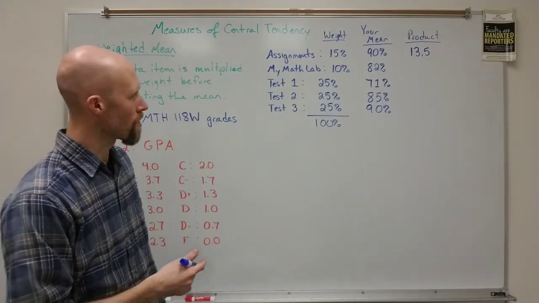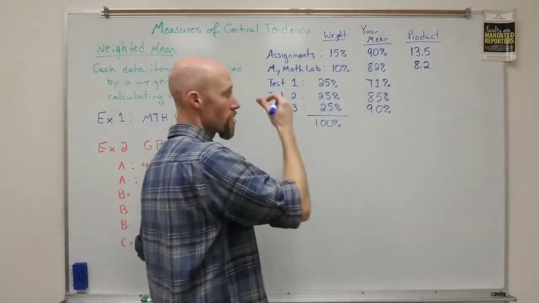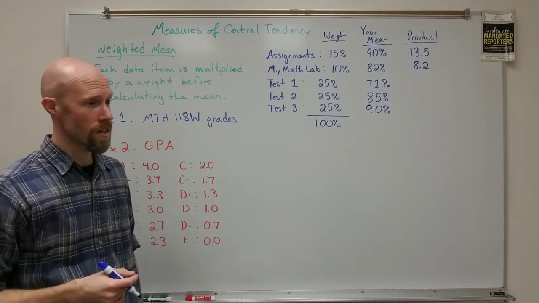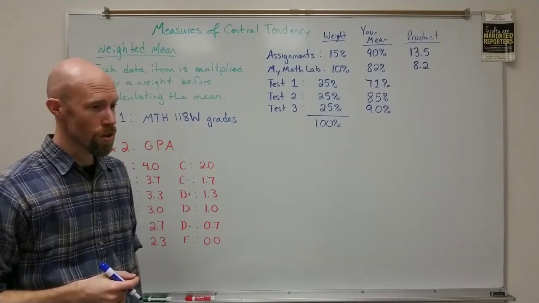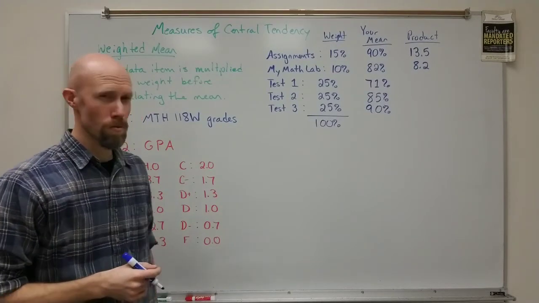And then 10% of 82 is 8.2. 25% of 71. Oh, it's a quarter of 71. A quarter of 72 is doable. That's 18. So this would be 17.75.